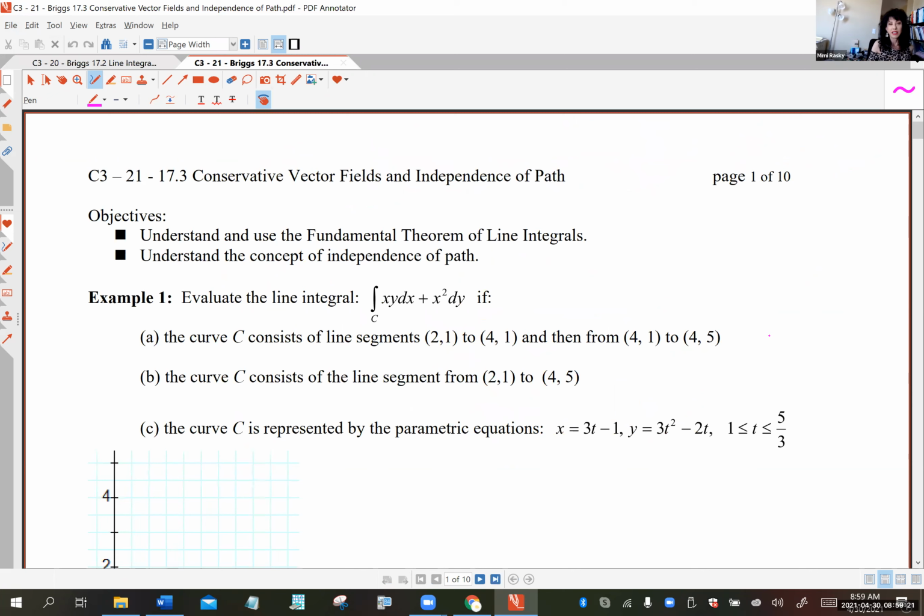So let's look at the next section, conservative vector fields and independence of path. Well, what does this have to do with line integrals? It's got everything to do with line integrals. Don't worry, that's not going away. We're still here doing line integrals, like for real. In fact, this page right here is quite the doozy.